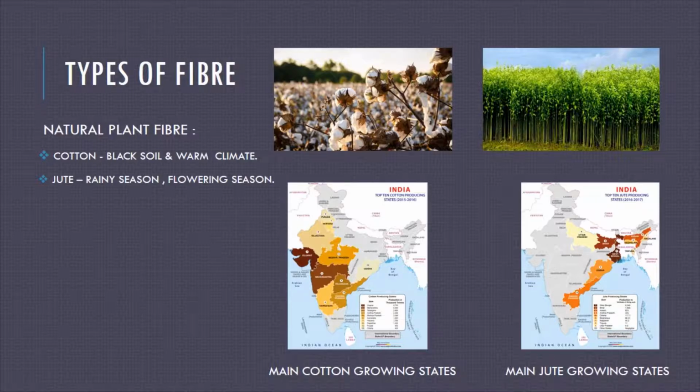Moving on to our next one, we have jute. Jute is cultivated only during rainy season. We get jute from the stem of jute plants. Jute is normally harvested at its flowering stage.